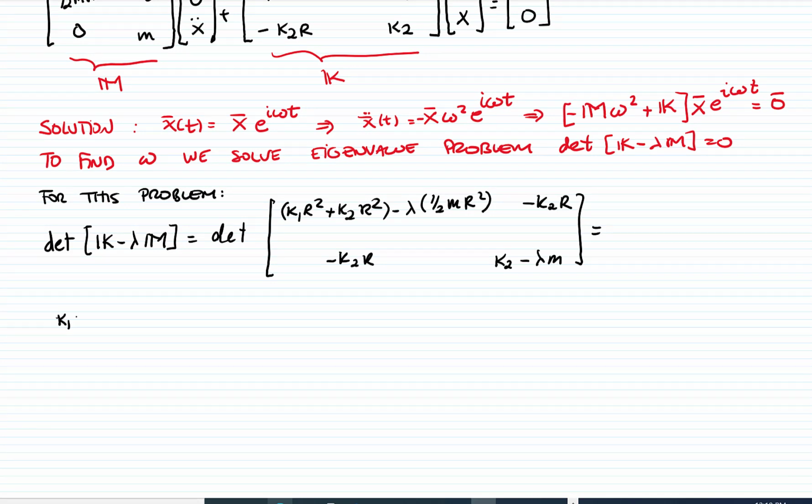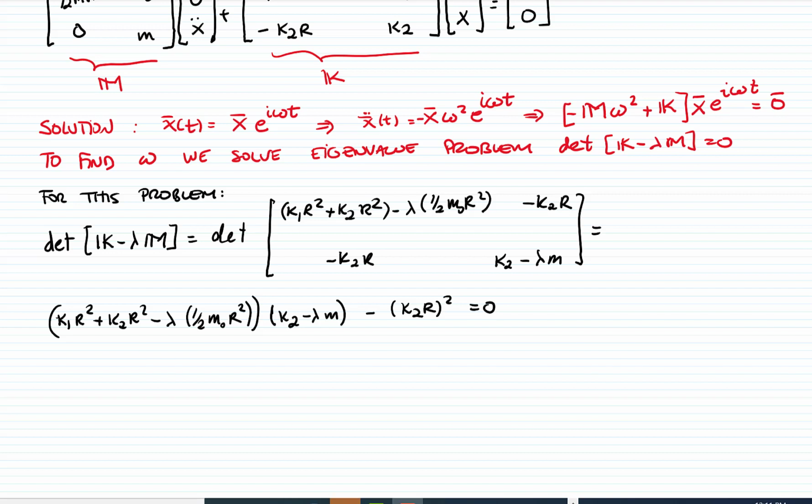And then let me multiply all those terms to get the determinant. And the first term, I will make the mass of the disk equal to m sub 0 to make a difference between the mass of the disk and the mass of the block. That multiplies k2 minus lambda m, and then I have minus k2 squared r squared. Let me expand this expression by using the distributive property of the multiplication.